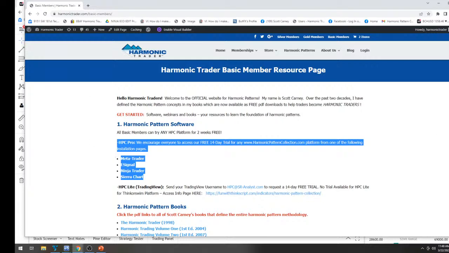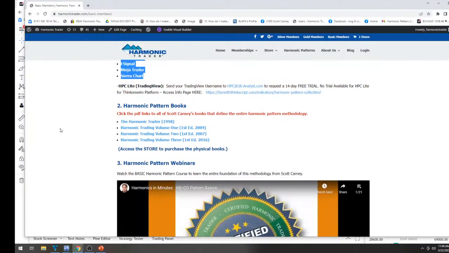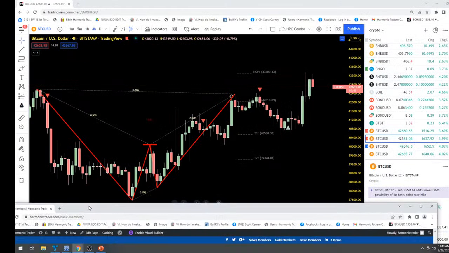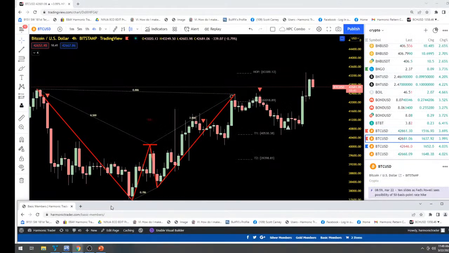Today I'm going to go through a little information on harmonic ratios, and that's going to come out of the Harmonic Trading Volume 1 book. All the books can be accessed there, so if you have not downloaded the books, please access that information. It's good reference material, and from time to time, like today, we'll look at specific concepts.